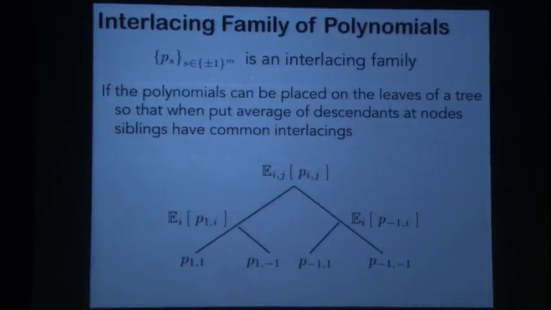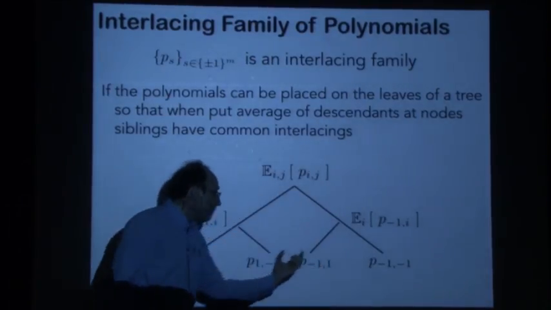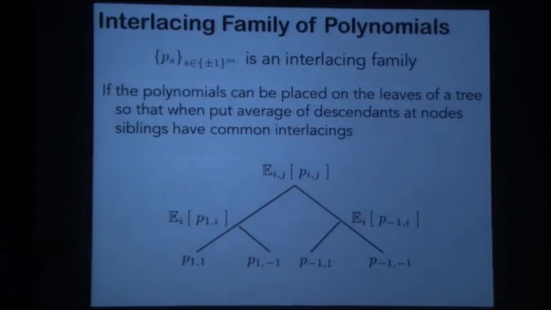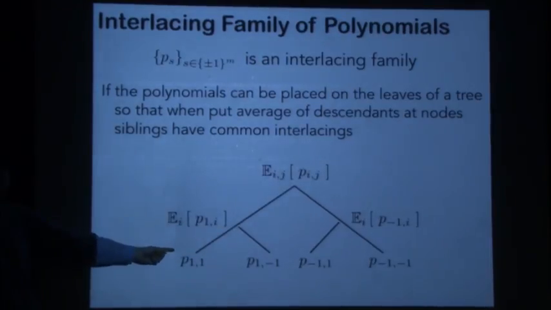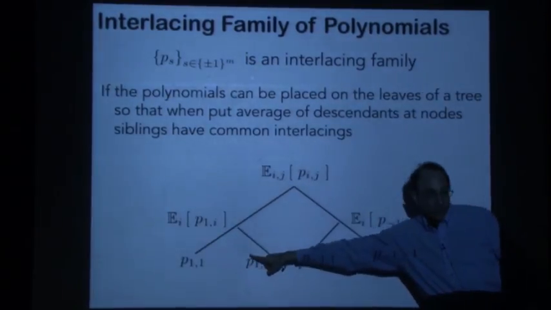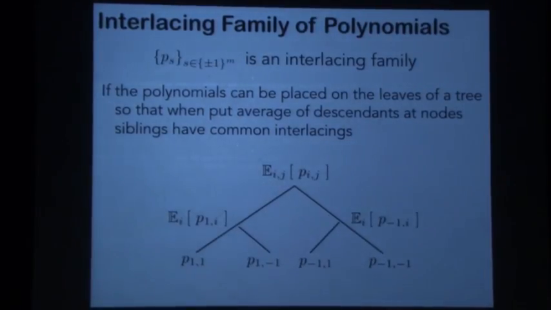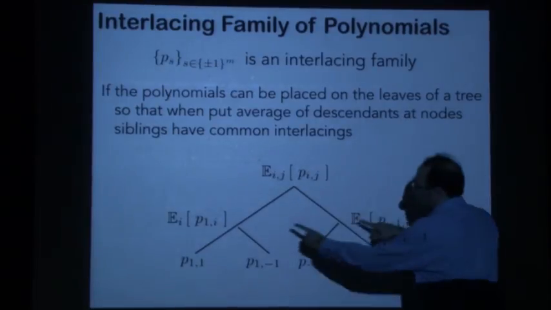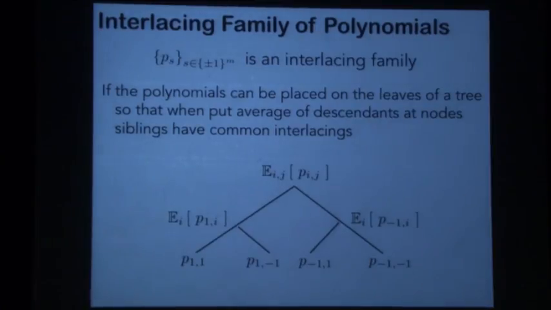Okay, so now I can tell you what an interlacing family of polynomials is. It is a collection of polynomials that I can locate at the leaves of a tree. So here are my polynomials, say, for a graph with just two edges. And then what I do at the intermediate nodes of the tree is I write down the average of the polynomials that appear beneath them in the tree. So at the root of the tree, I have the average of all the polynomials at all the leaves. We say these polynomials form an interlacing family if each pair of siblings has a common interlacing. And you need that to go everywhere up the tree.